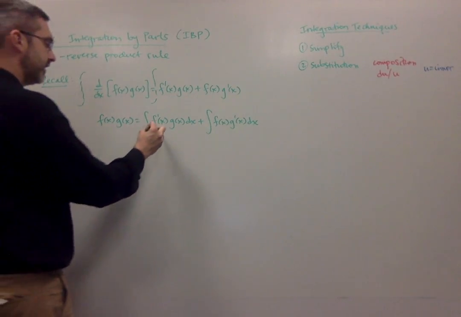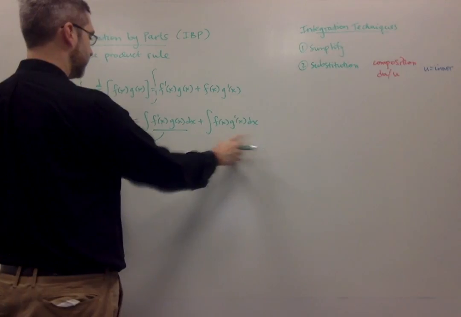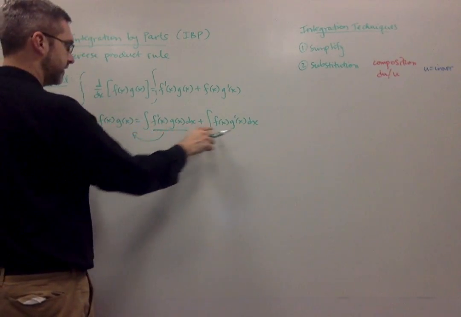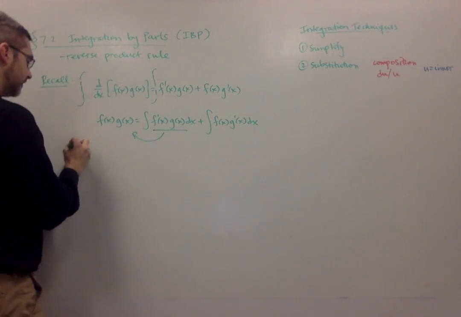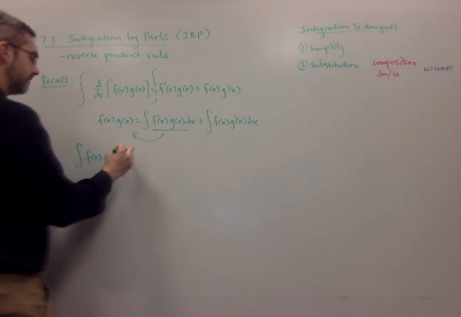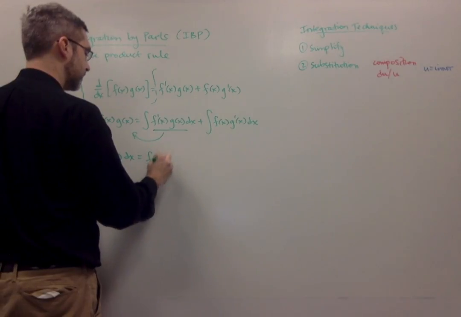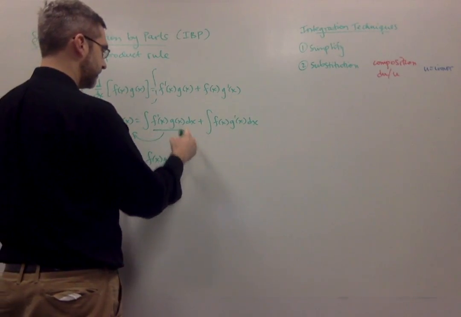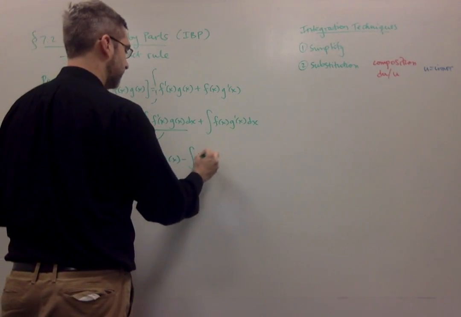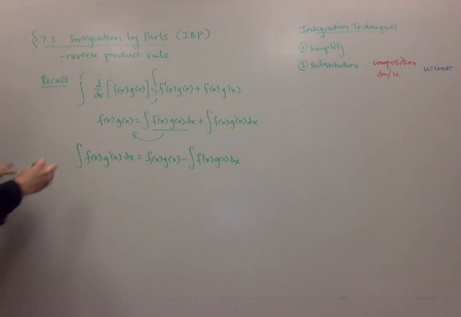And now I'm going to take this part and put it on the other side. Now, I want an equation for this, so rather than write this minus this equals that, I'm going to flip them. The integral of f times g prime is f times g minus this integral. So f times g minus the integral of f prime times g. Okay?